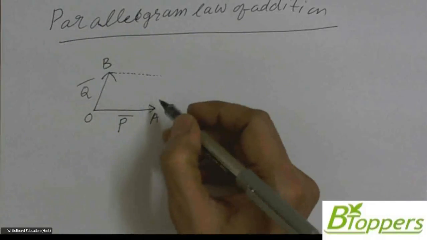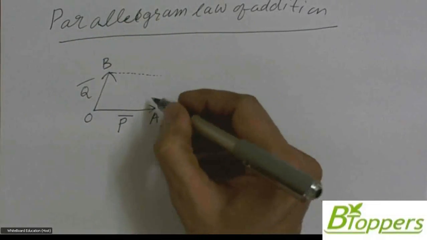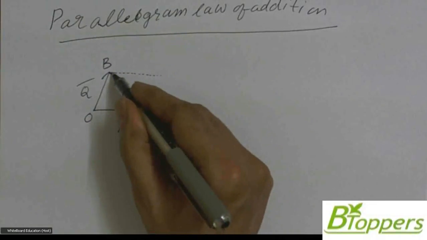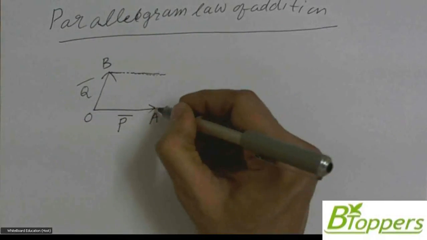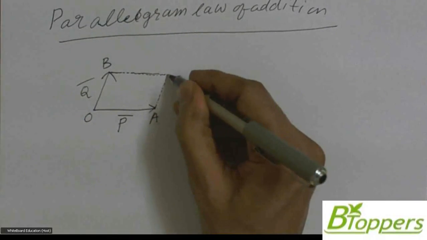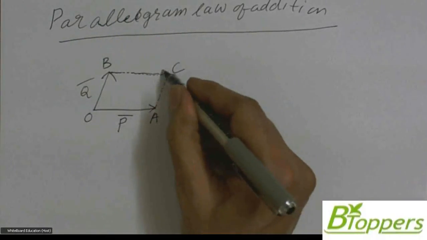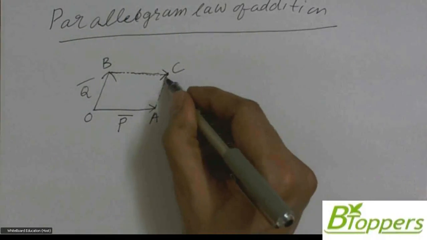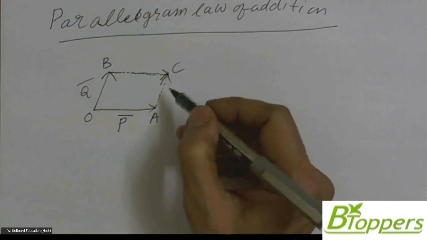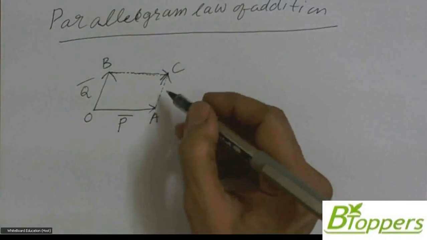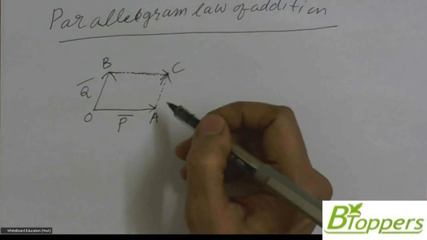We can complete the parallelogram with the two vectors as adjacent sides. For this we draw a line parallel to OA through the point B, then draw a line parallel to OB through the point A. So OACB is a parallelogram. In a parallelogram, opposite sides are parallel, and opposite sides have the same length.